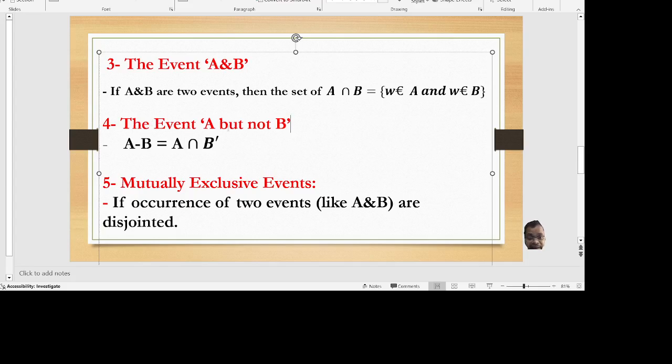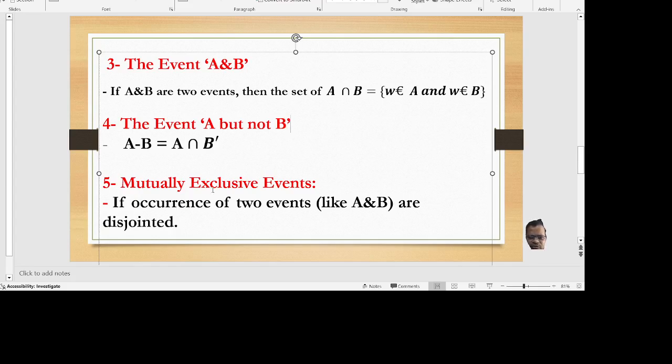The event A but not B, can you tell me that? What is the expression? It means A minus B, simple. Or A intersected with B dash, because not B means B dash, as we have already studied: not A means A dash, not B means B dash. So A and B dash, the common factor, is A but not B.